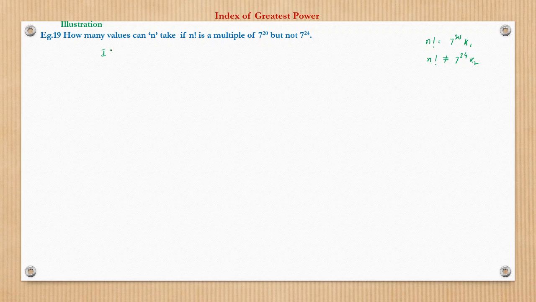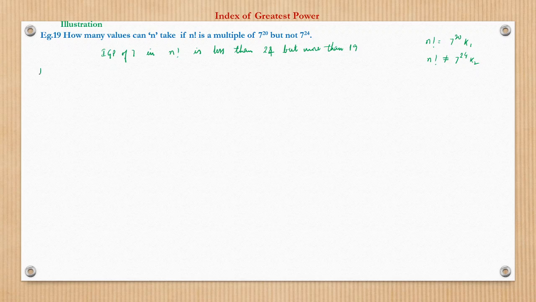So IGP of 7 in n factorial is less than 24, or less than equal to 23, but it should be more than 19 rather, so that it's greater than equal to 20. So it means that IGP would be somewhere between either 20, 21, 22, 23. Four possible values of IGP are possible, right?